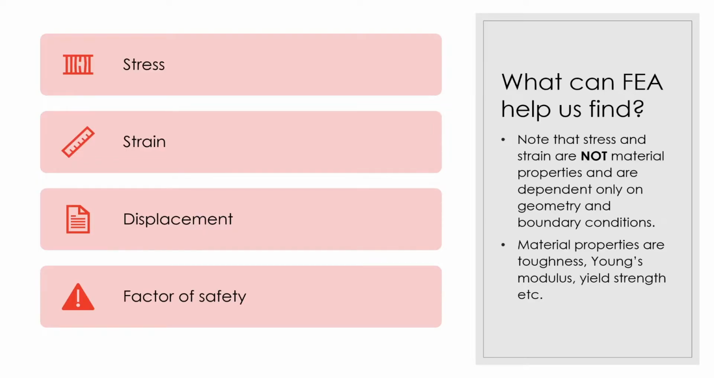So what can FEA spit back out at us? If we set up a simulation and input all our boundary conditions, we can get an idea of the stress in the part, the strain in the part, maybe its displacement, how far it's going to deflect. That could be an important consideration, and maybe even a factor of safety. Now, when you start doing this investigation, you'll probably come to the realization pretty quickly that stress and strain are not material properties. It doesn't really matter what material you pick. They're purely based on geometry.